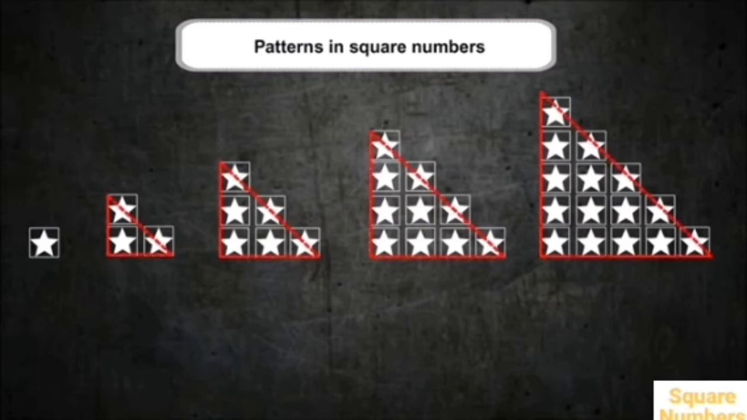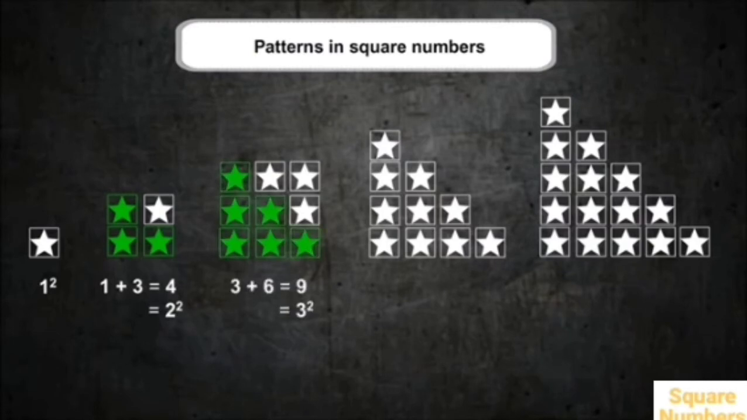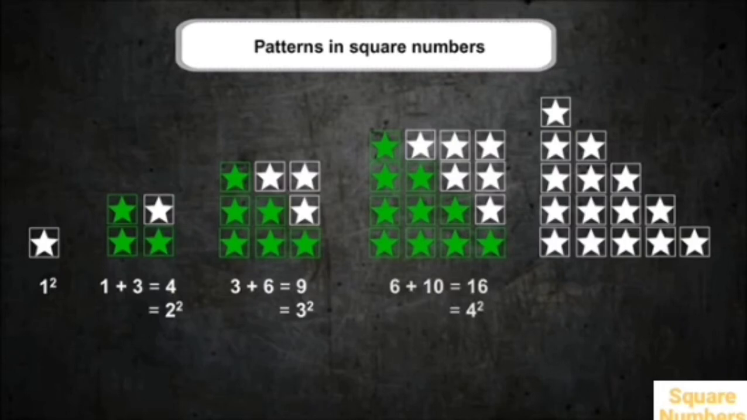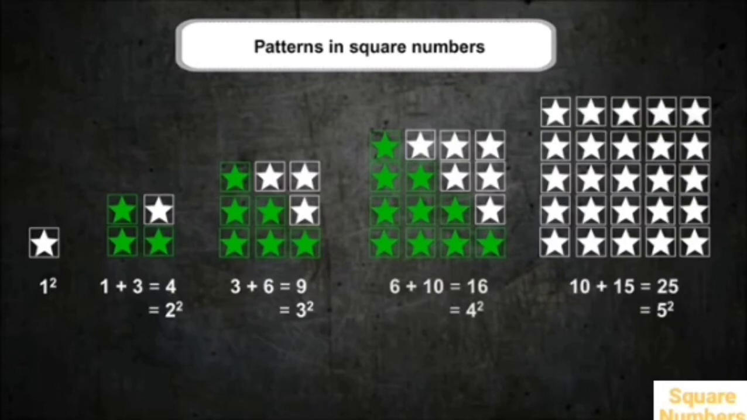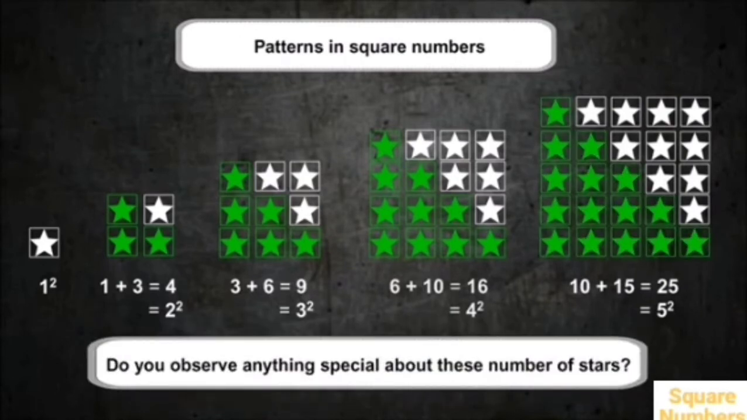Now we are going to combine two consecutive triangular numbers. Now we are going to add 1 star to 3 stars. We will get 1 plus 3, that is 4 stars. Then adding 3 stars to the next 6 stars, we get the sum as 9. Again we do the same, adding 6 stars to the next consecutive 10 stars, and we get 6 plus 10, that is 16, square of 4. Then again adding 10 stars to the next consecutive 15 stars, we will get 25.